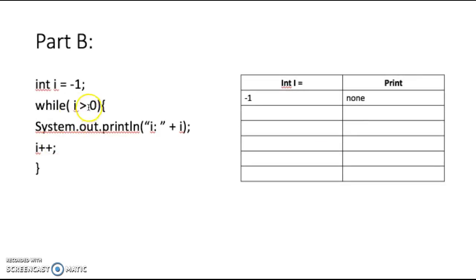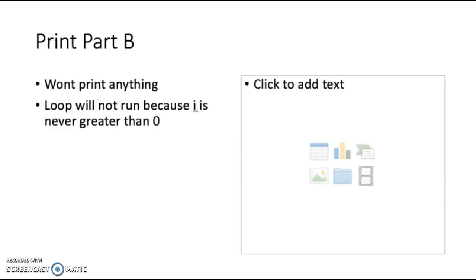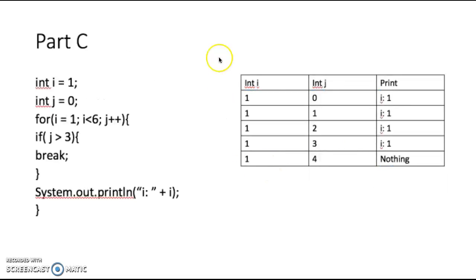Part B is very similar, except this time int I is equal to negative 1, and the loop runs as long as I is greater than 0. Because int I is negative 1, we automatically know that this will not print anything, because negative 1 will never be greater than 0. So, as you can see, that's the way it is.